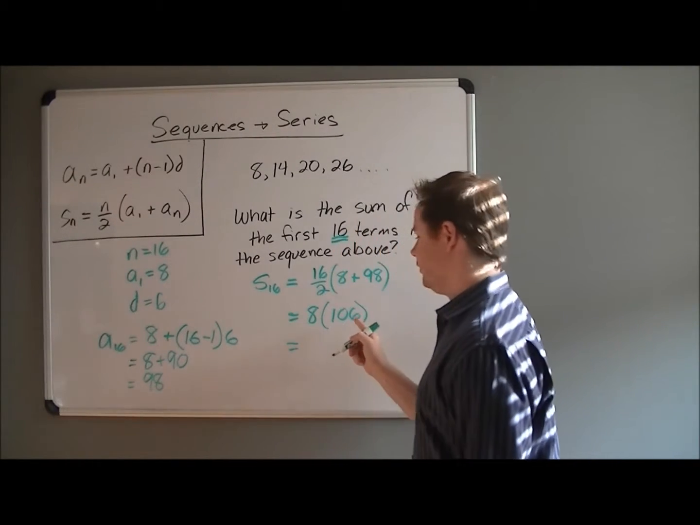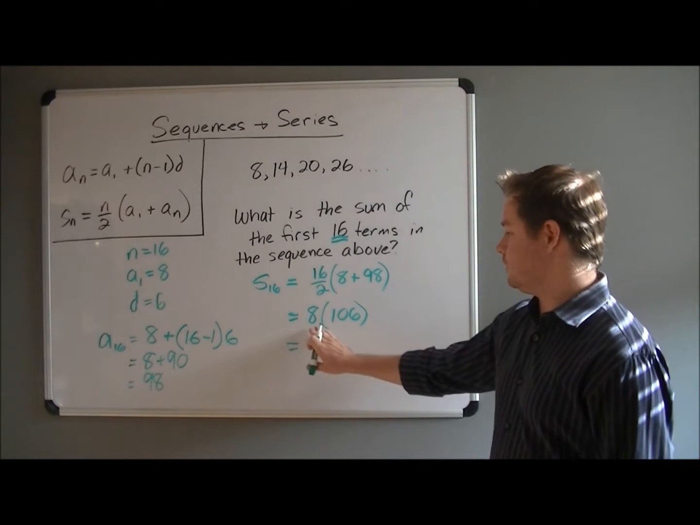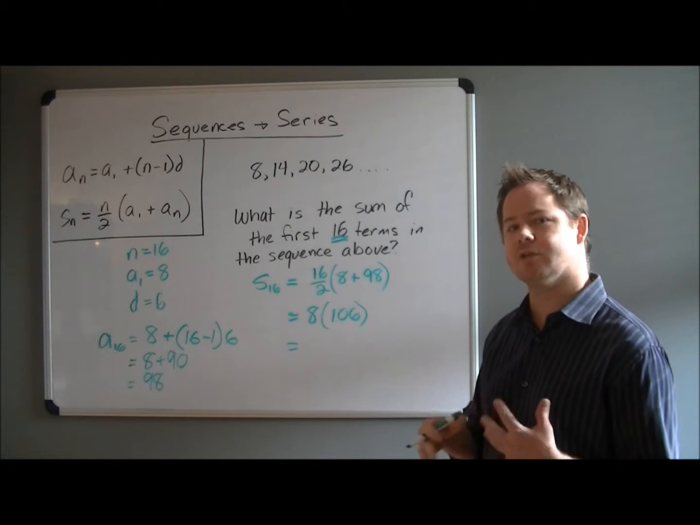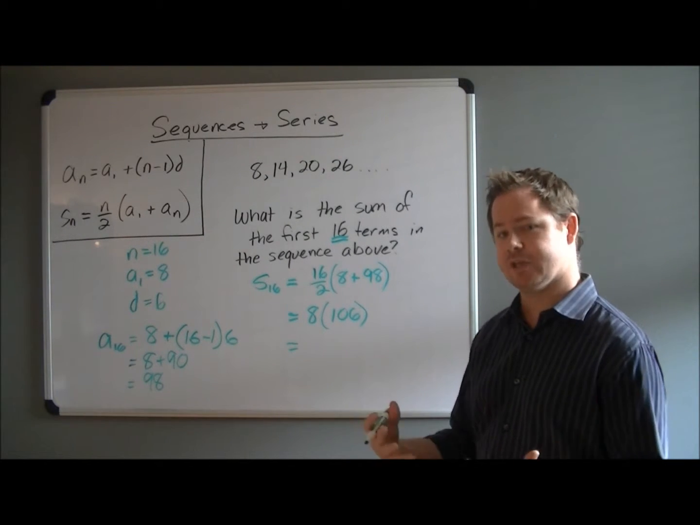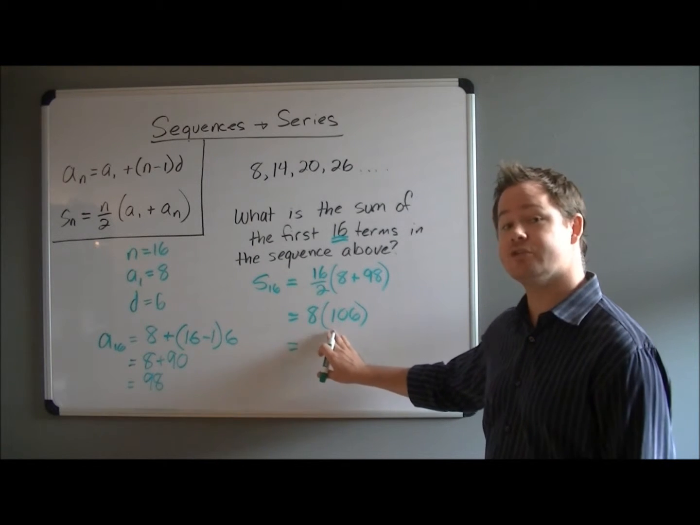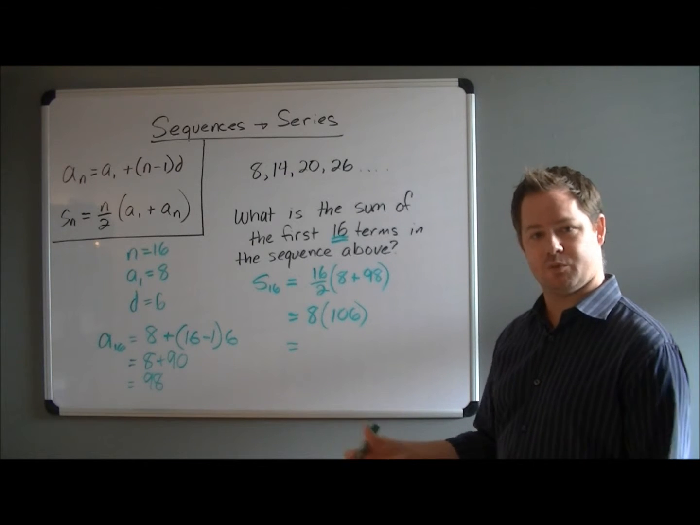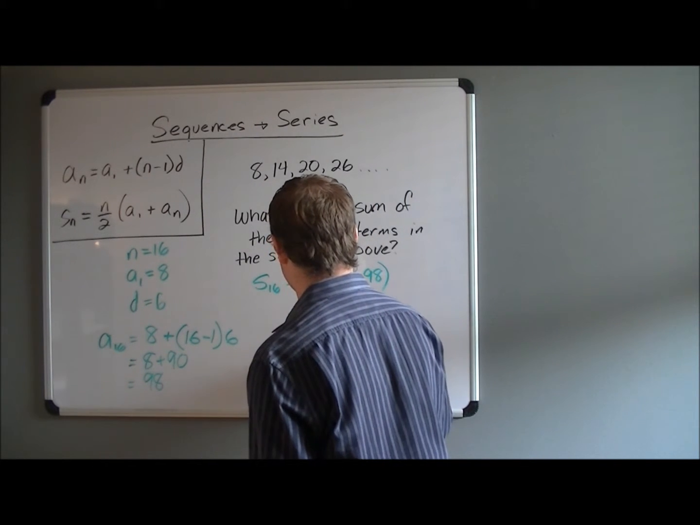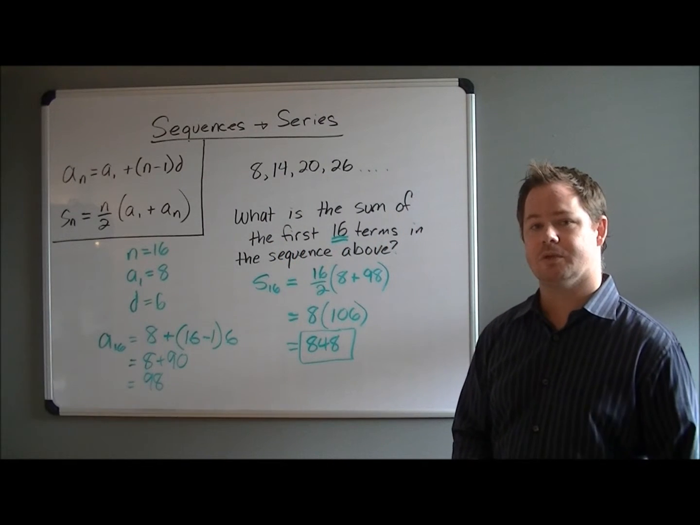And if we multiply those together using that same multiplication strategy just mentioned, we can do 8 times 100, which would be 800. That's something usually a little bit more comfortable for us to do in our heads than 8 times 106 altogether. If we do 8 times 100, that's 800. And then 8 times 6, that's 48. So if we put them together, it gives us a total value of 848 as the sum of the first 16 terms in this sequence.